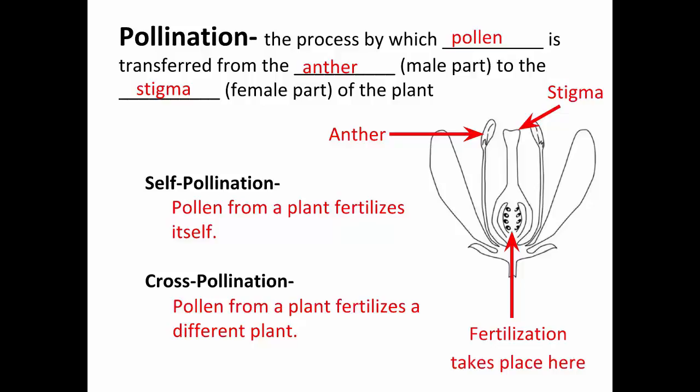So once pollen lands on that stigma, it grows a tube until it reaches the ovule, and then fertilization takes place.